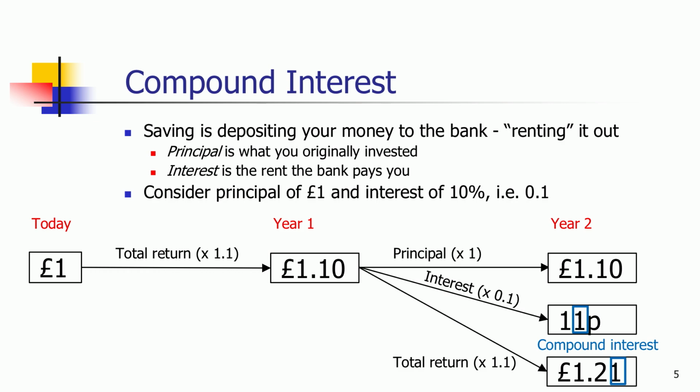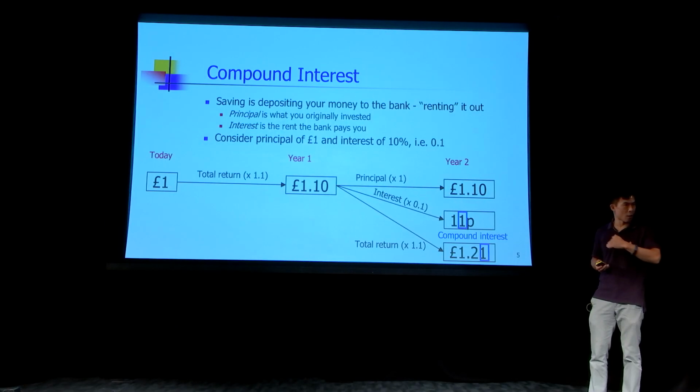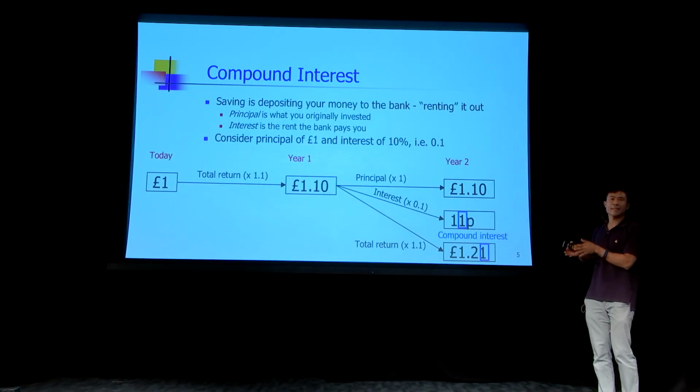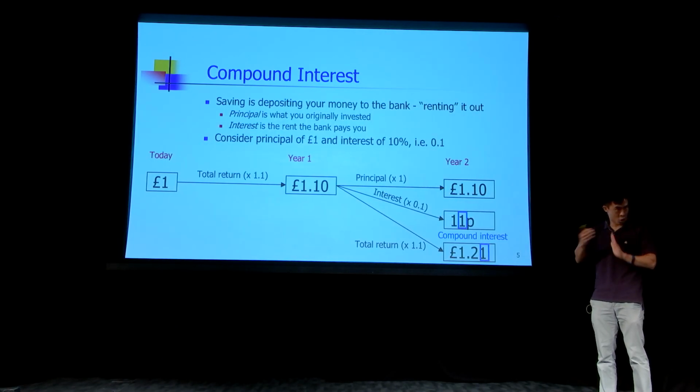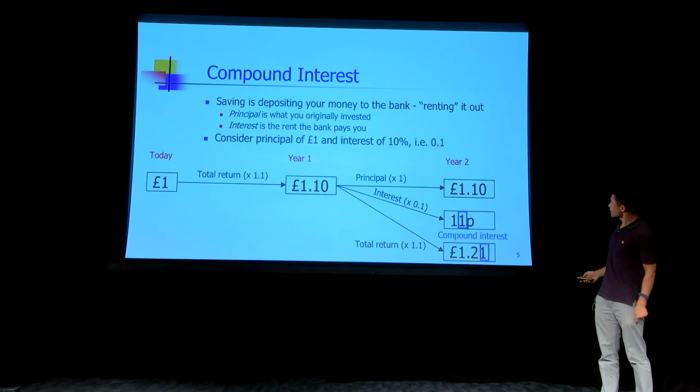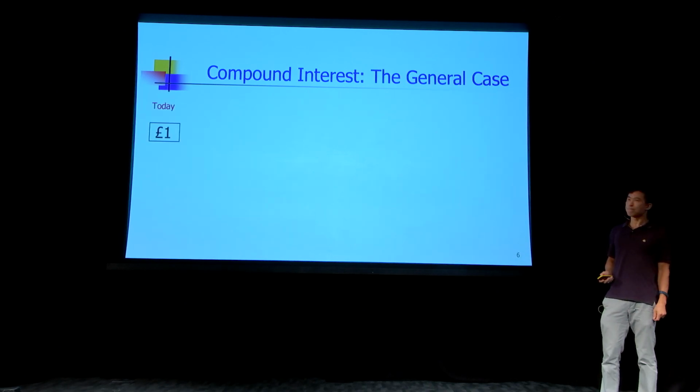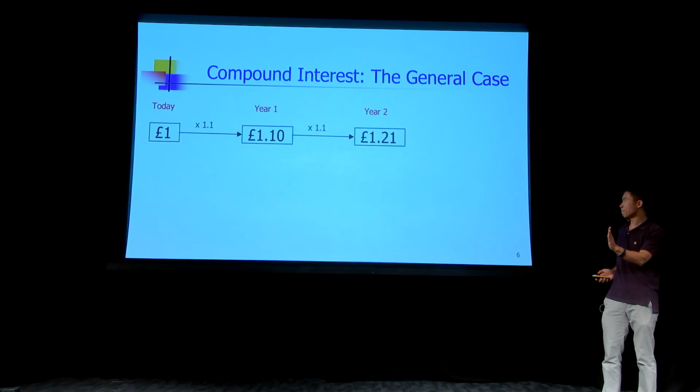And so this is why you're having the extra 1p at the end of year 2. Now you might think, well, that's just 1 extra pence. But actually, if you compound over a large period of time, this power of compounding can make a huge difference. And so let me now generalize this. So what we've looked at is £1 grows to £1.10, and then £1.21.